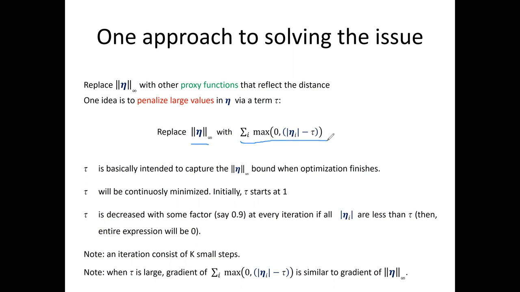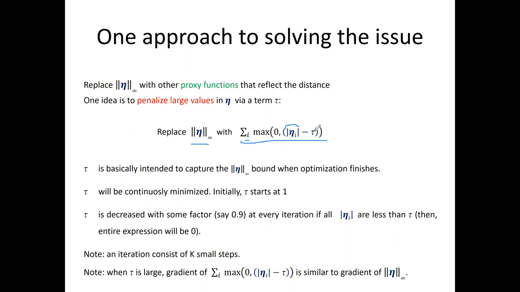What you see here is that we have a summation across all of the dimensions of eta. And what we do here, just like in the infinity norm, is take the absolute value of the dimension and subtract from it the value of tau. We'll see what tau is. Tau is some kind of ceiling here. And then we take the max of this result with 0, and we sum this over all of the dimensions.